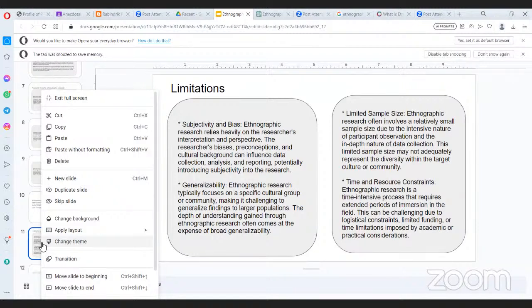The researcher's biases, preconceptions, and cultural background can influence the data collection, analysis, and reporting, potentially introducing subjectivity into the research. Therefore, what I have done, I collected data from the primary school children through the questionnaire, and I tried to interpret the result based upon my own observation.